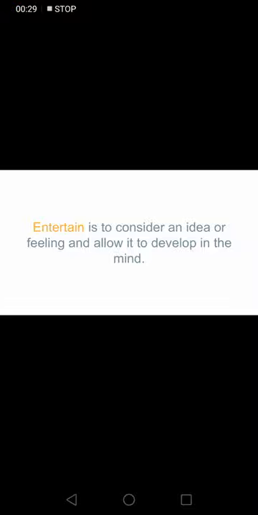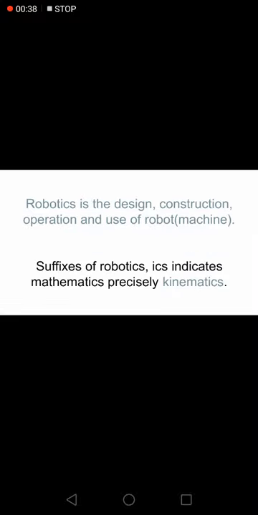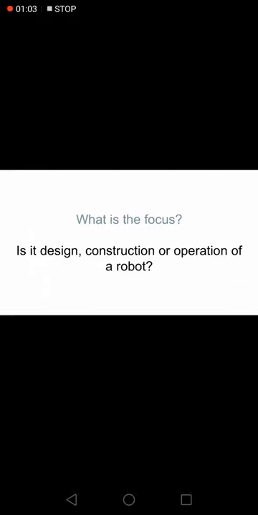Entertainment is to consider an idea or feeling and allow it to develop in the mind. Robotics is the design, construction, operation, and use of robot machines. The surfaces of robotics indicate mathematics, precisely kinematics. Next slide.